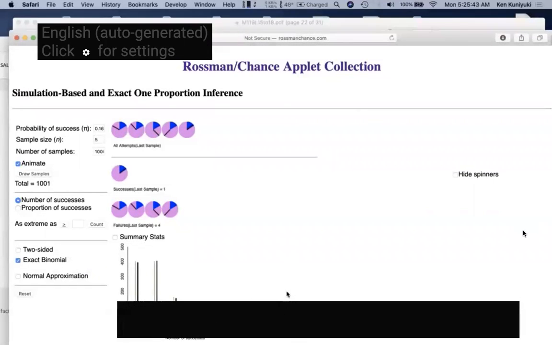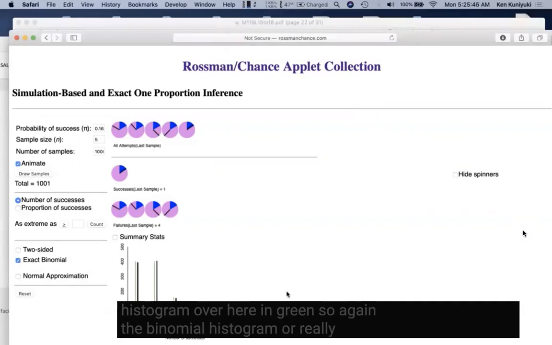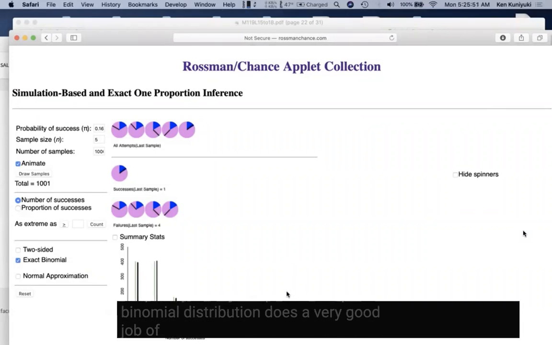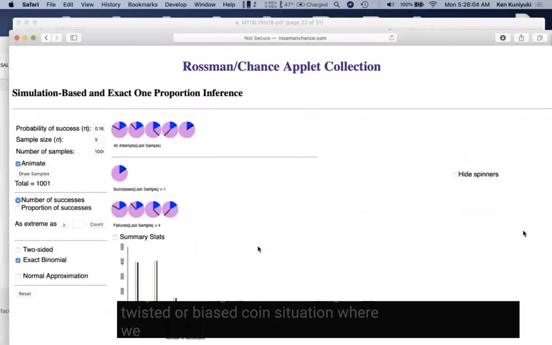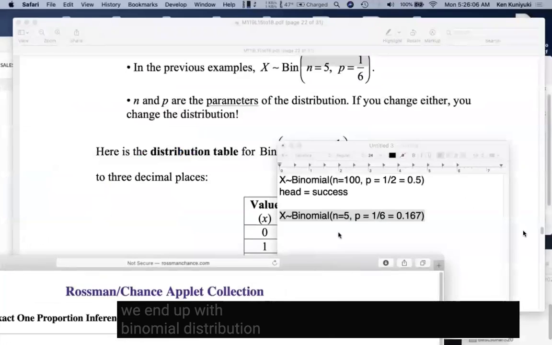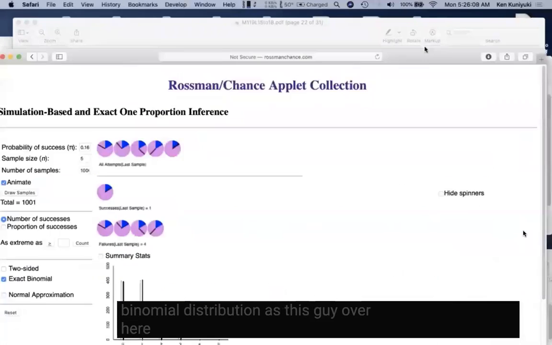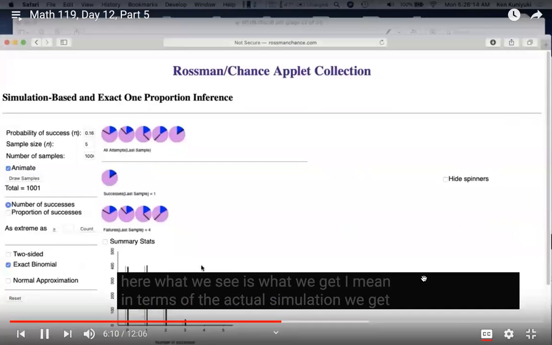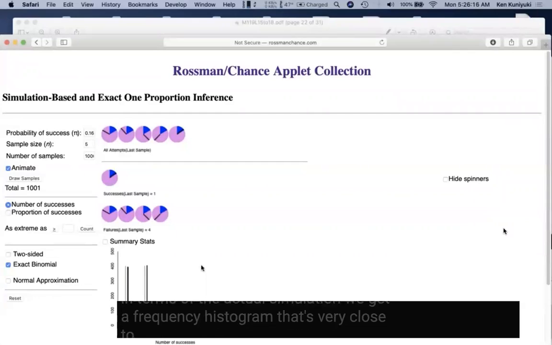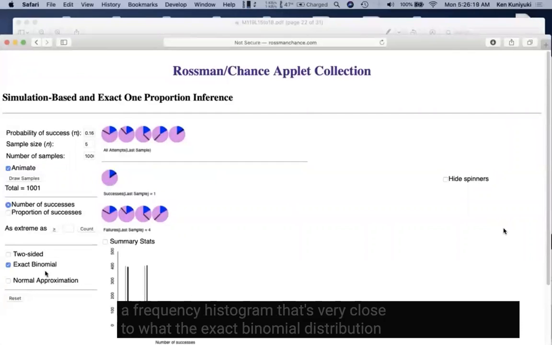So again, the frequency histogram predicted by the binomial distribution does a very good job of matching the actual frequency distribution we see for the 1,001 students. Here again, we're looking at a twisted or biased coin situation where we end up with the same binomial distribution as this one over here. And what we see is what we get. In terms of the actual simulation, we get a frequency histogram that's very close to what the exact binomial distribution predicts for us.